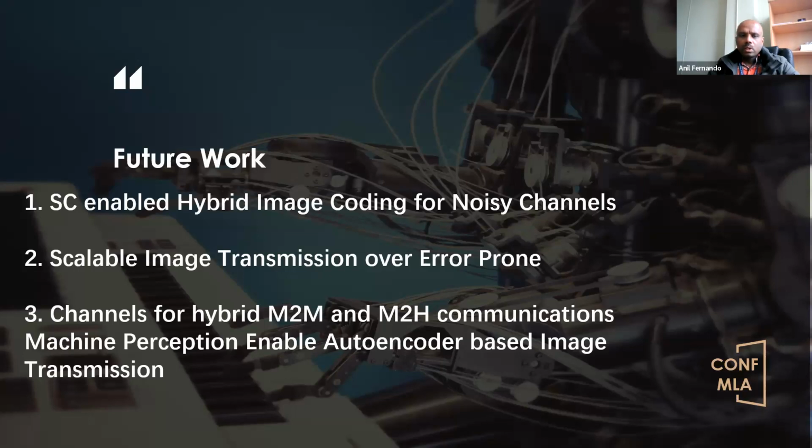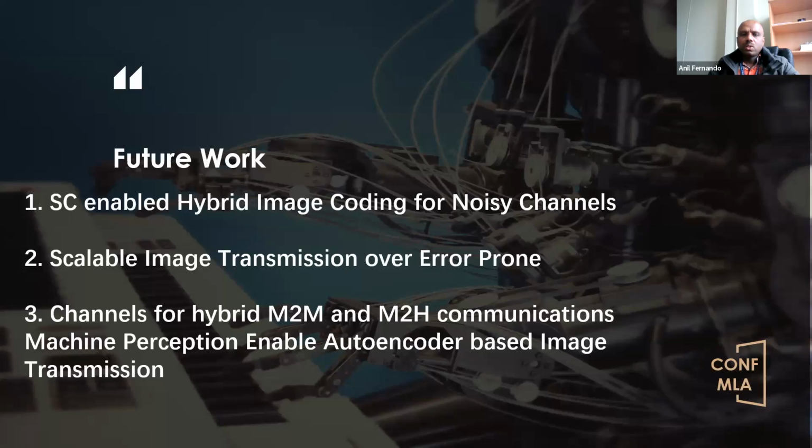And finally, this could also be extended, like I mentioned before, for hybrid machine-to-machine and machine-to-human communications. So, machine perception enabled autoencoder-based image transmission. What it could mean is, right now we are using conventional image quality metrics like PSNR or SSIM or any other kind of mathematical model which could be used for human image applications, but these are not ideal for machines. Machines understand images or video from a different perspective compared to humans.